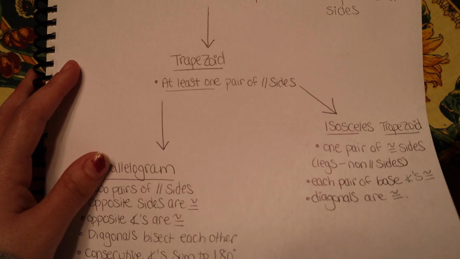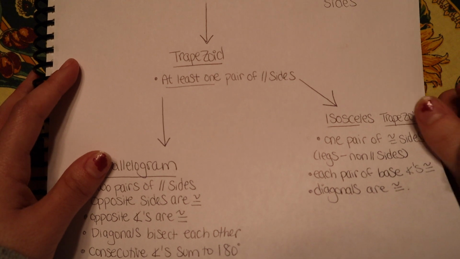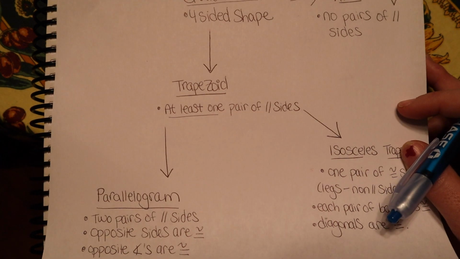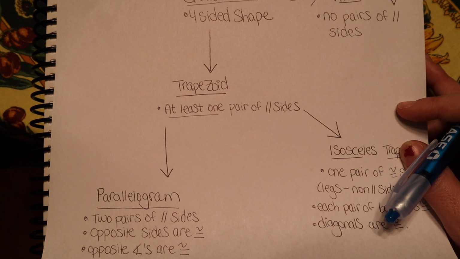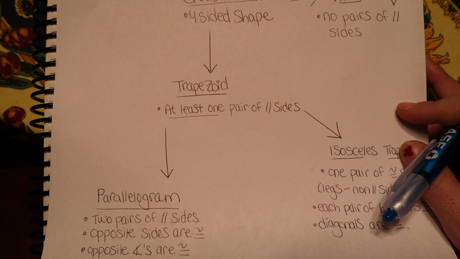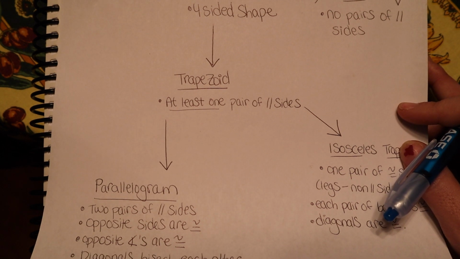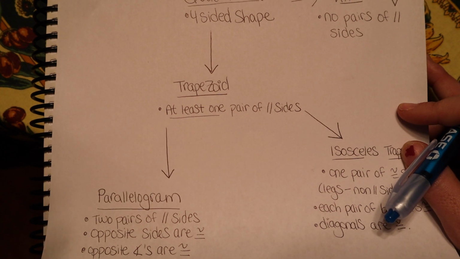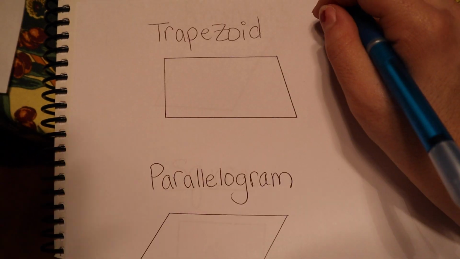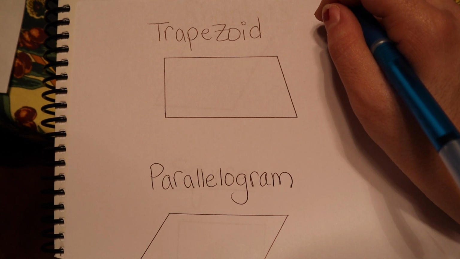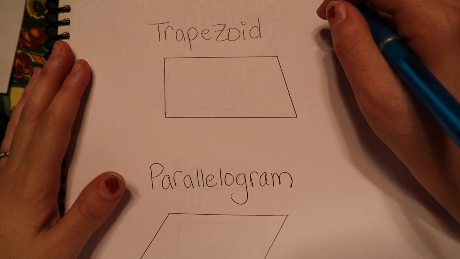Now, the next title is a trapezoid. This is going based off of the new definition of a trapezoid. A trapezoid is a shape with at least one pair of parallel sides. So if you have at least one pair of parallel sides, that means you could have one pair of parallel sides, or you could have two pairs of parallel sides. If you have only one pair, you are a trapezoid. A trapezoid has at least one pair of parallel sides.